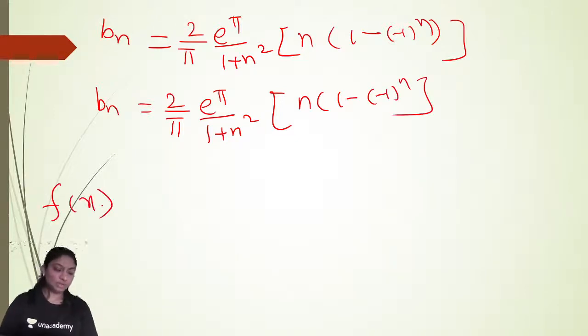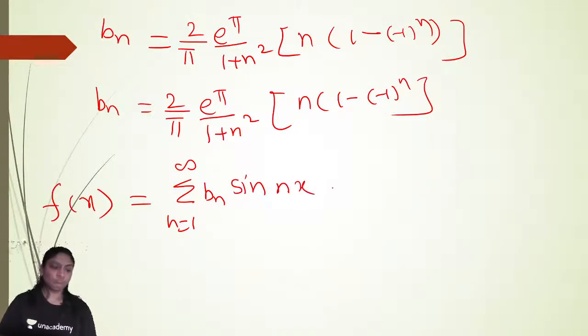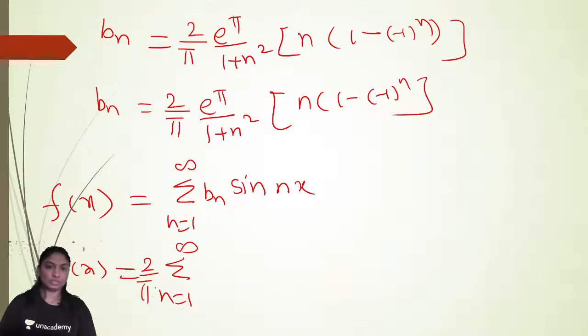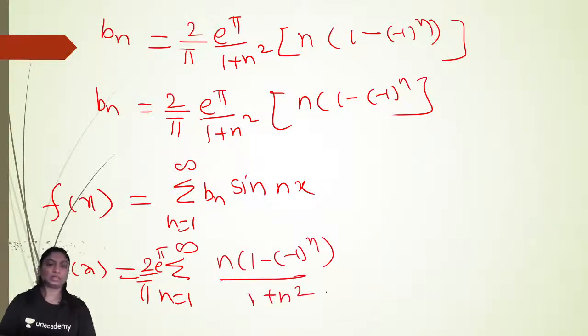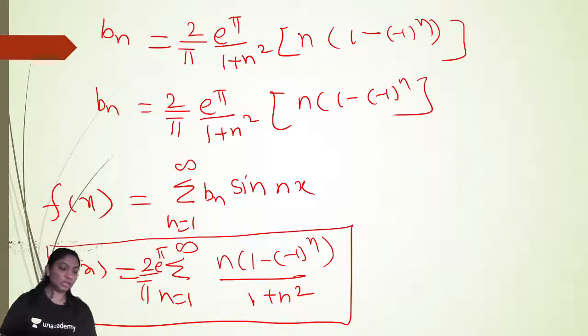Now your Fourier half-range sine series is f of x is equal to summation n varying from 1 to infinity bn sine nx. Right? So just put the value of bn. 2 by pi is constant, and e raised to pi is constant. So here you will get n into bracket 1 minus minus 1 raised to n upon 1 plus n square. This is your Fourier half-range sine series in the given interval 0 to pi.